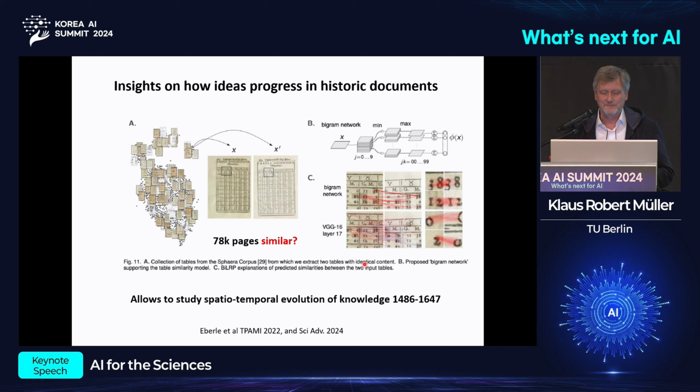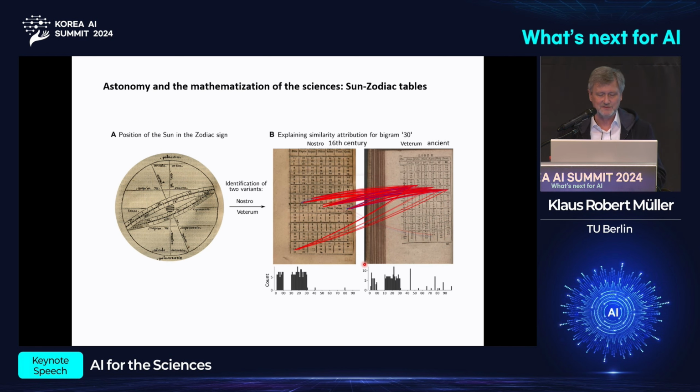Let me give you an example. Back in the days, let me show you this picture first. You see this is the position of the sun in the zodiac sign from one of these old books. Back in the days, people were writing some stories about what has happened at a certain point in time, saying that the sun was standing in a certain position in the zodiac, and then there was a certain planetary configuration, but there was no date, right?